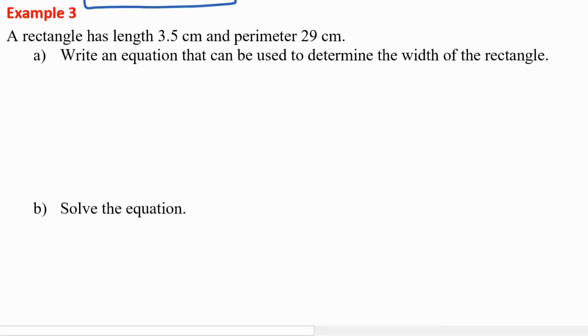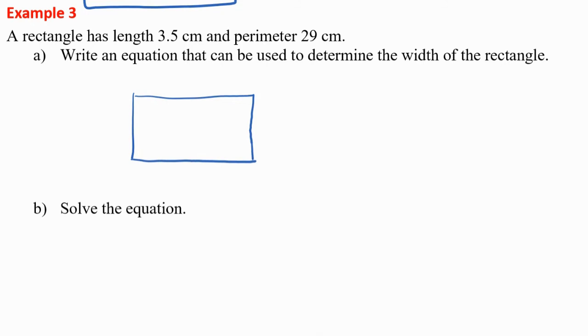Okay, look at example 3. A rectangle has length 3.5 centimeter and perimeter 29 centimeter. So when you have this kind of problem, it is always better to draw it. So you draw a rectangle and it says the length is 3.5 centimeter, and 3.5 centimeter.